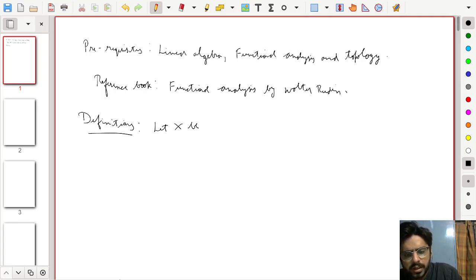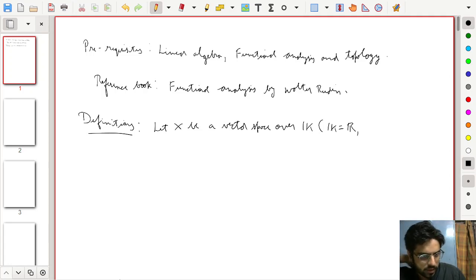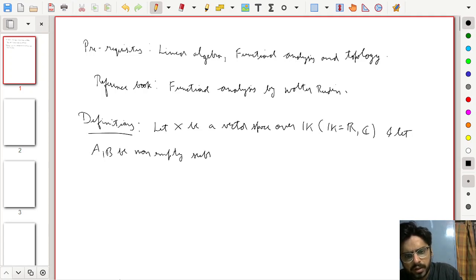Let X be a vector space over K. Here we are considering K to be either the field of reals or the field of complex numbers. So X is a vector space either over R or C, and let A, B be non-empty subsets of X. And let alpha belong to K.